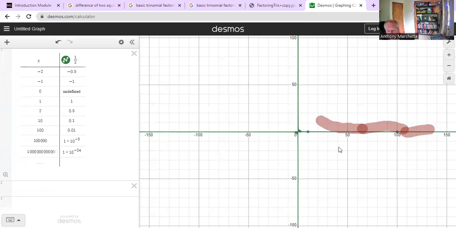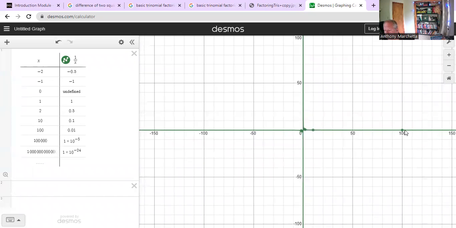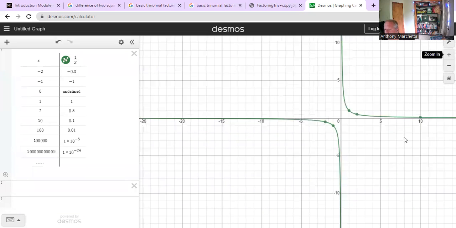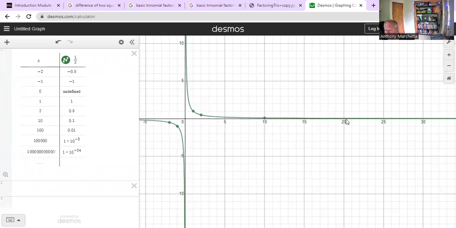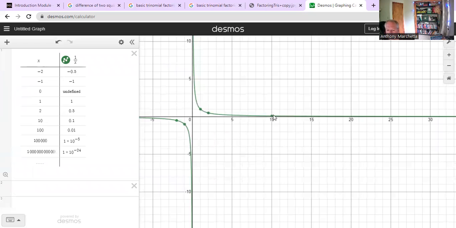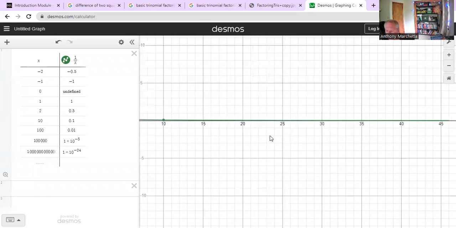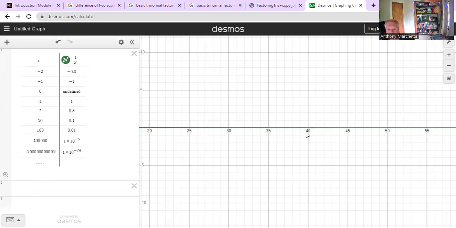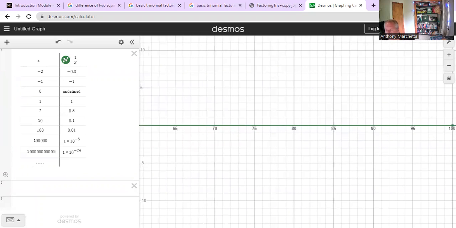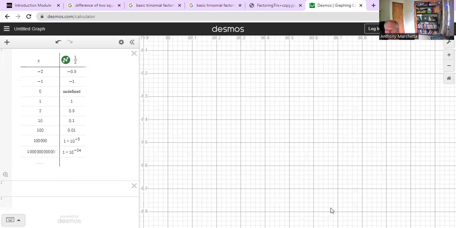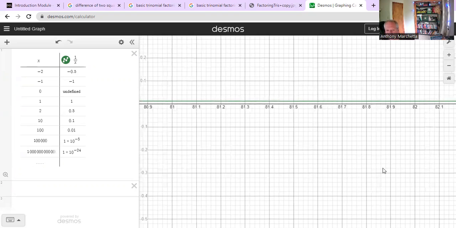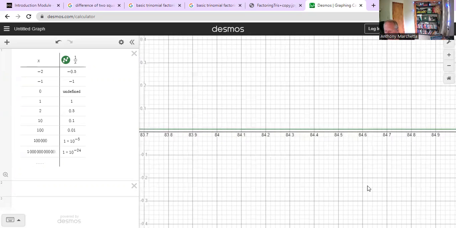In fact, you can even see on Desmos the values. At 100, I have 0.01. At 10, we have 0.1. I could keep putting numbers in and you'll see it just gets smaller and smaller. If we get closer to see it, it isn't exactly 0. Look, it's not 0, but it's getting closer and closer.